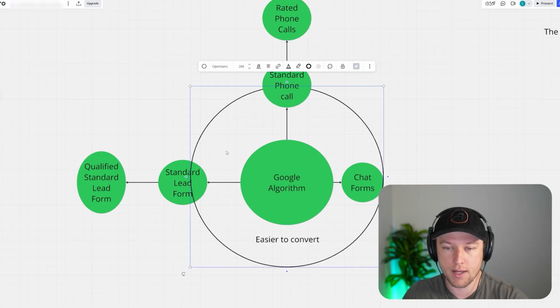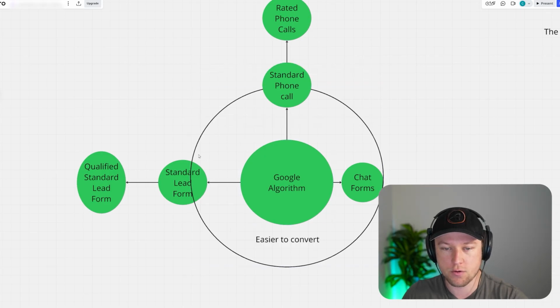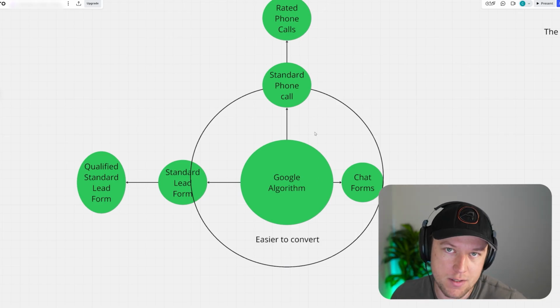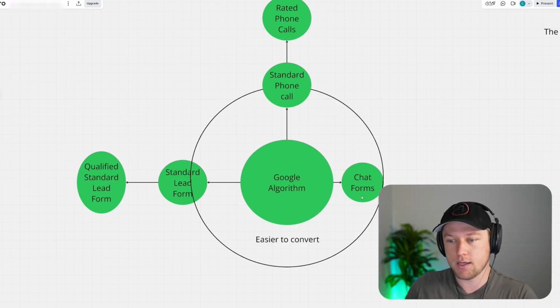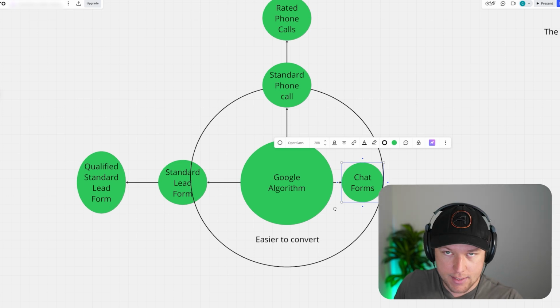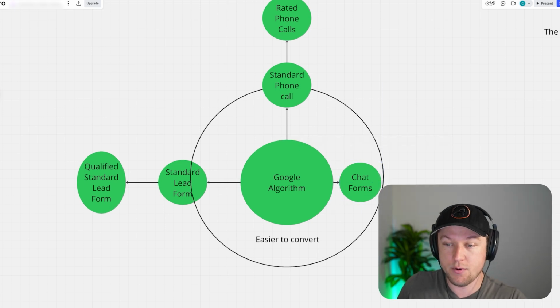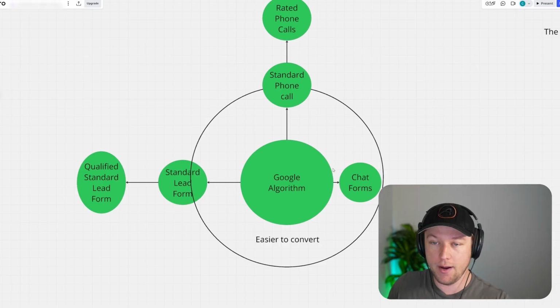So if we're going from the circle to the outer circle, this represents how easy it is for the algorithm to convert these types of actions. So you'll see right here that chat forms or a lead magnet, it really just depends on your business, is very easy to convert, right? So I'd put this very close to what the Google algorithm can latch onto right away.